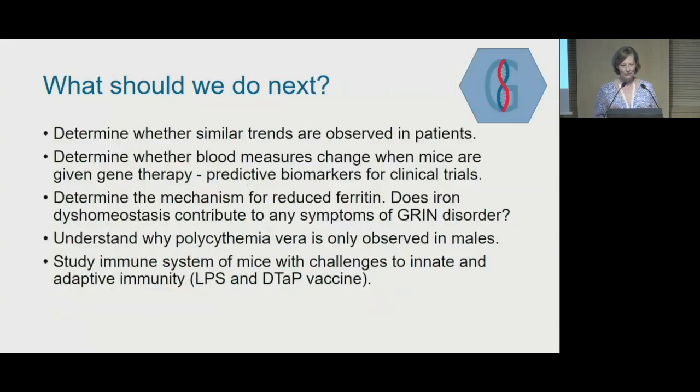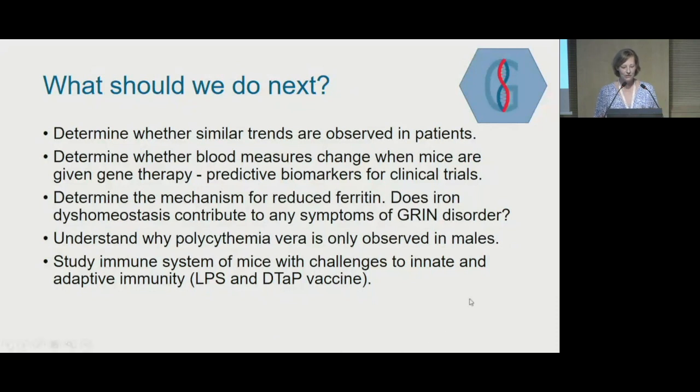So what are we going to do next? Well, we would really like to see whether similar trends are observed in the patients. We also want to see whether any of these blood changes would be good indicators of the status. So for example, we are testing different therapies on these mouse models, and we want to see, if the mice seem to get better in terms of their electrophysiological profile and their behavioral profile, do these blood measures change in a way that correlates with these more important measures?